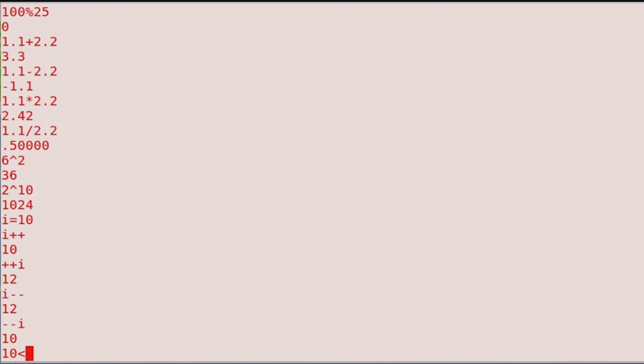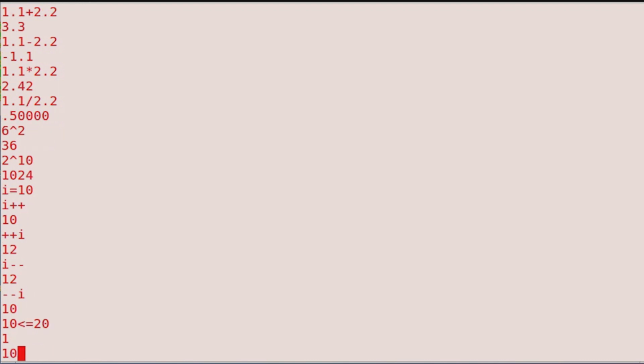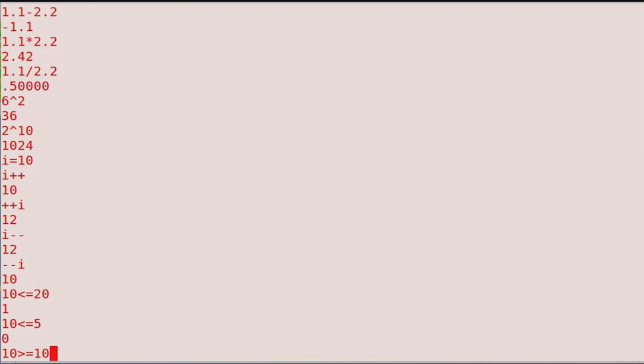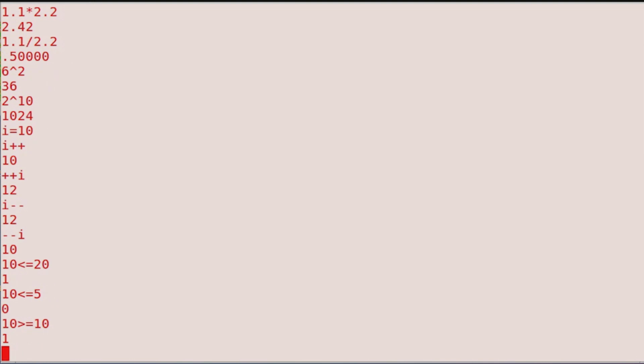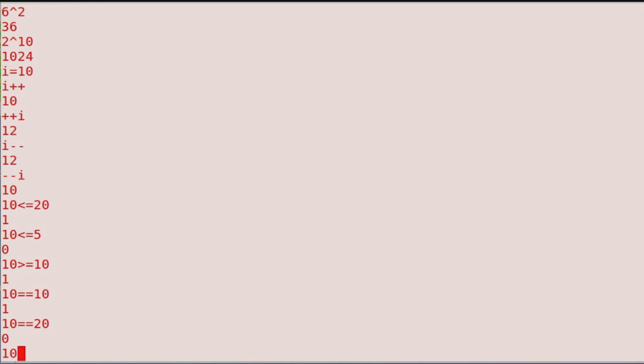10 less than or equal to 20 has returned the value 1 as the expression is true. 10 less than or equal to 5 has returned the value 0 as the expression is false. 10 greater than or equal to 10 has returned the value 1 as the expression is true. 10 equal to 10 has returned the value 1 as the expression is true. 10 equal to 20 has returned the value 0 as the expression is false. 10 not equal to 20 has returned the value 1 as the expression is true.